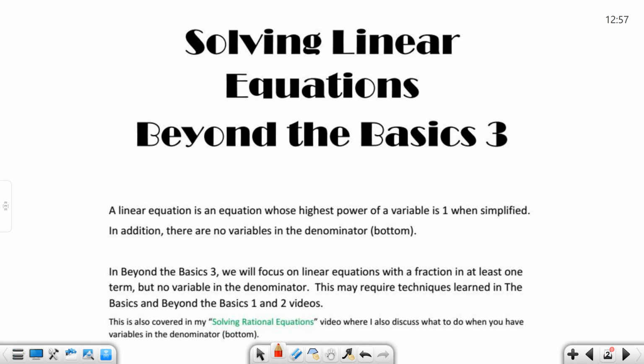So in Beyond the Basics 3, we'll focus on linear equations with a fraction and at least one term, but no variable in the denominator. This may require techniques learned in the Basics video or Beyond the Basics 1 and 2. So if you need to go back and watch those, you can. This is also covered in my Solving Rational Equations video, where I also discuss what to do when you have variables in the denominator, which we're not discussing here. Okay, so if you need that, there's your video to go find.